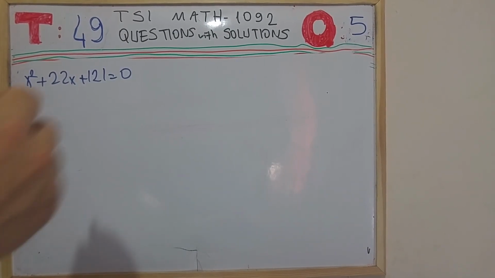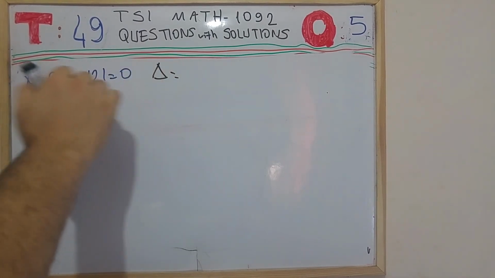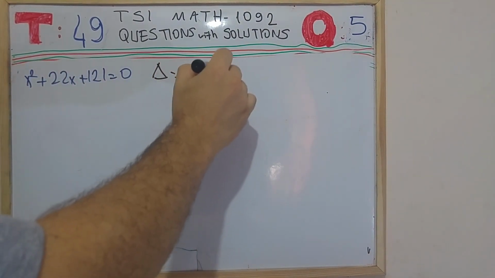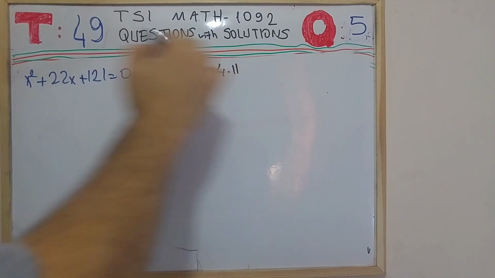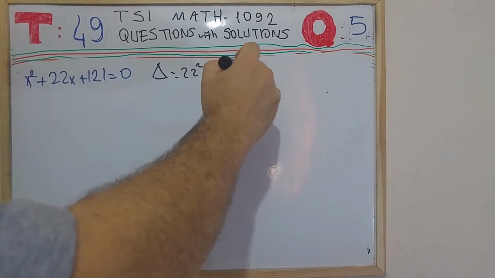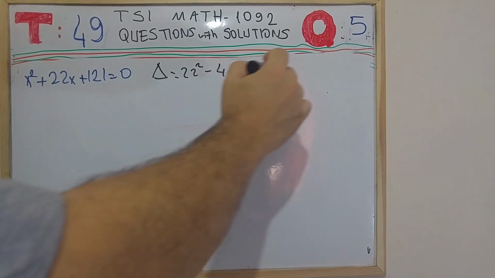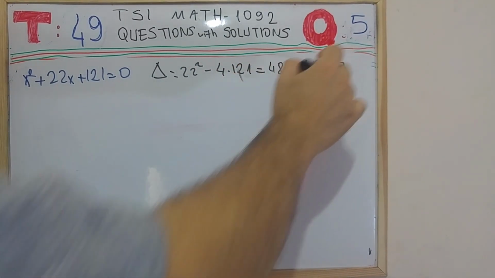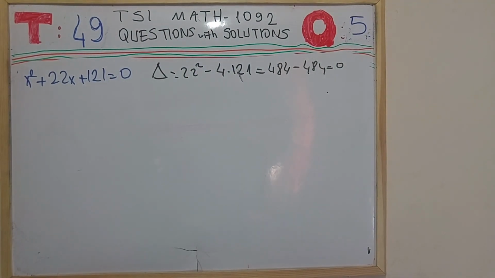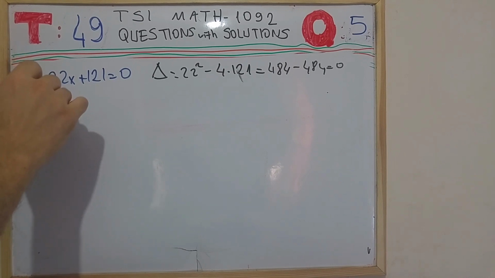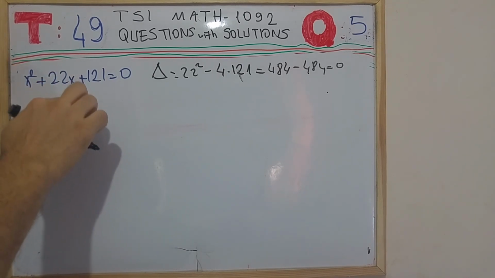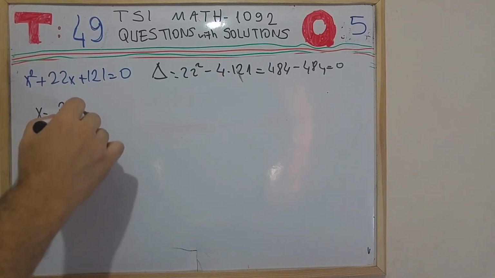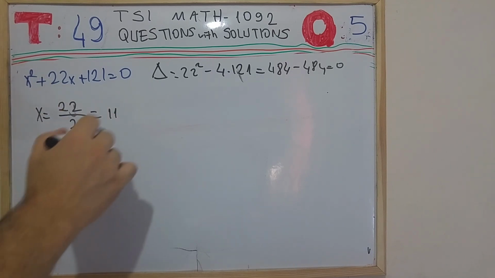Let's find the delta value, which is equal to 22 squared minus 4 times 121, sorry, which is equal to 484 minus 484, which is equal to 0. So we have only one root, a double root there. Let's find it, which is that x is equal to minus b over 2a, 22 over 2. This is equal to 11.